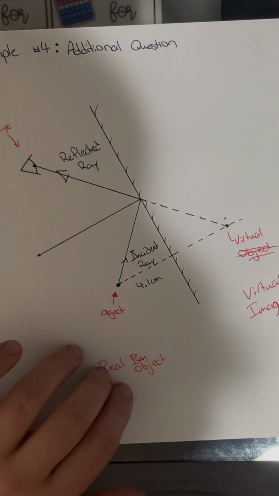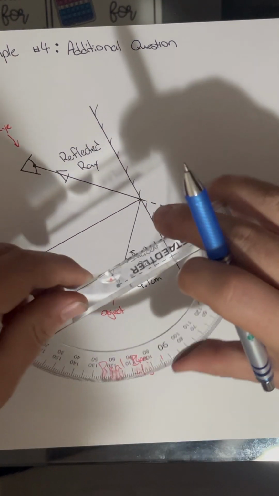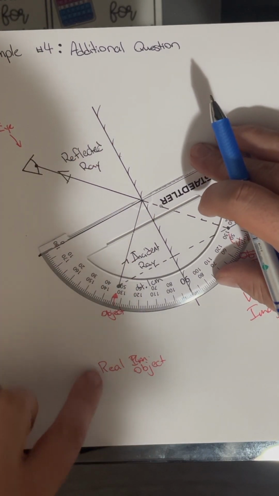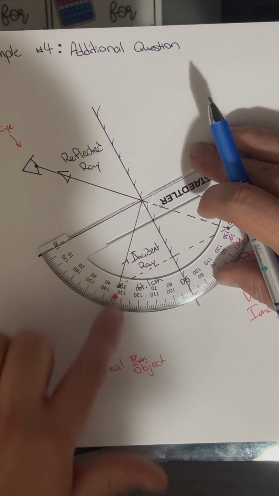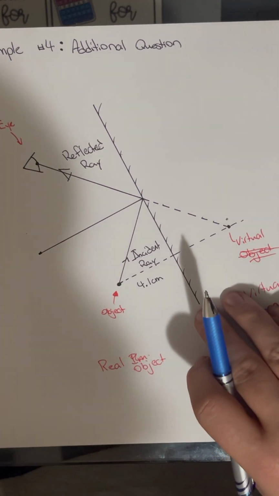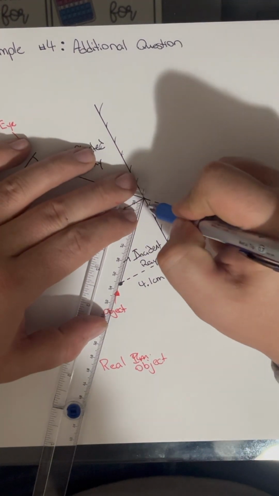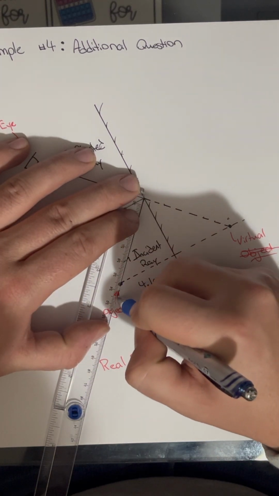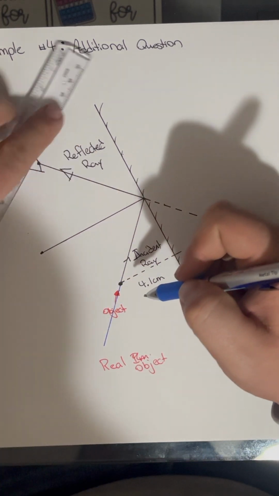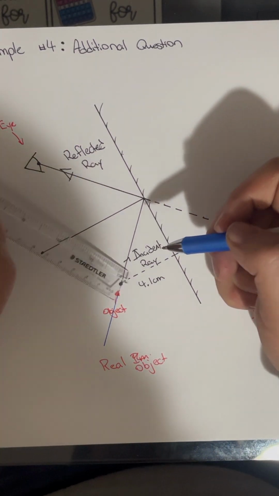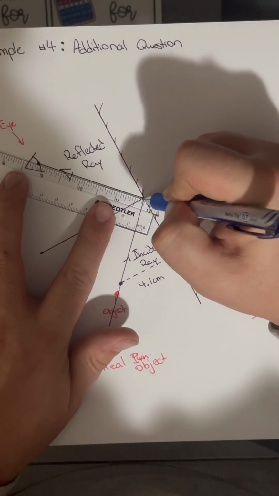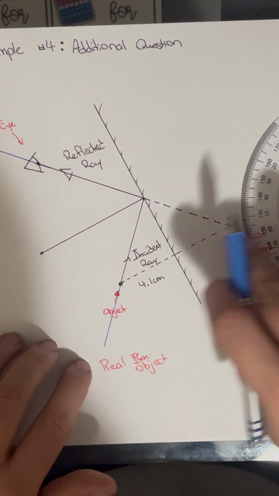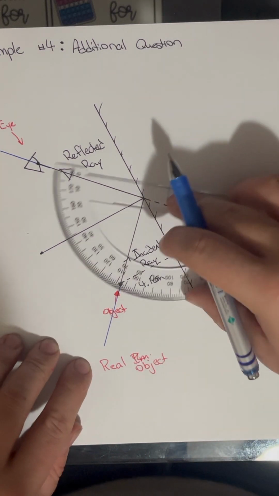Now I can go through measuring my incident ray. I run into this problem where my protractor is quite far beyond the ray. No problem. You can simply take your ruler, put it onto that ray, make sure it's nicely lined up, and extend that beyond your incident ray as well as beyond your reflected ray. That doesn't really change anything about the diagram itself, it just makes it a little bit easier to read.